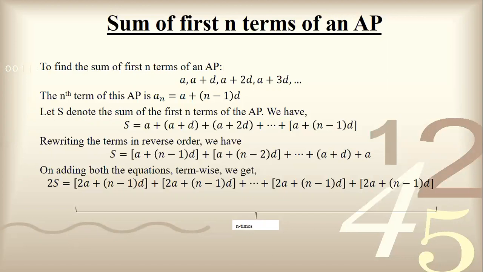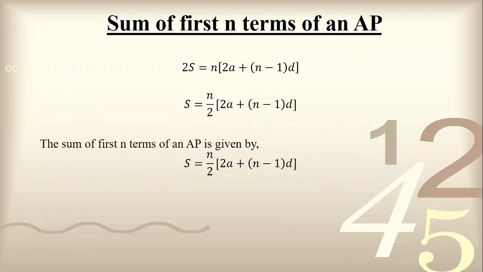On adding both the equations term-wise, we'll get 2S is equal to 2a plus n minus 1 into d plus 2a plus n minus 1 into d plus etc. plus 2a plus n minus 1 into d. This will be repeated n times because there are n terms in our series. So 2S will be equal to n into 2a plus n minus 1 into d. So S will be equal to n by 2 into 2a plus n minus 1 into d. So this is our formula.